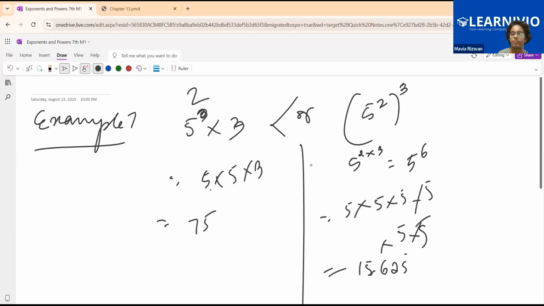Easy? Sir, can you explain 5 raised to the power 2? Okay, see.